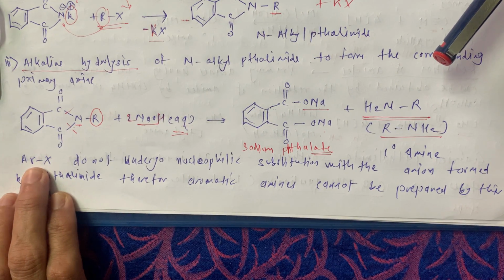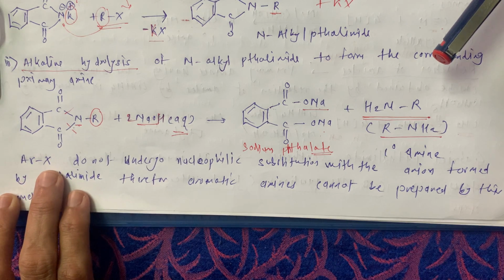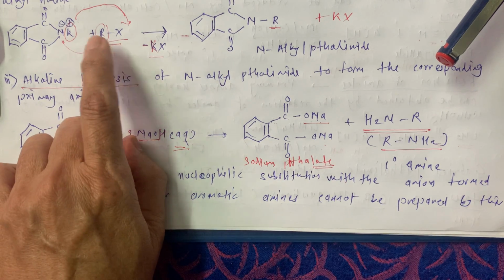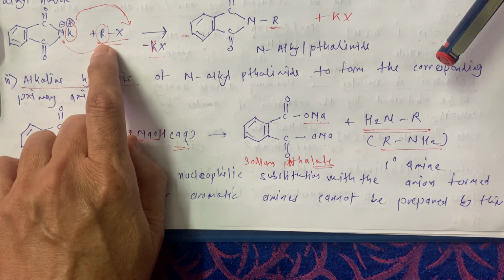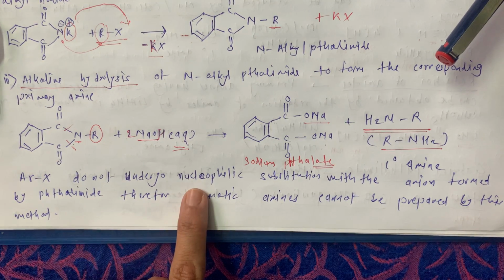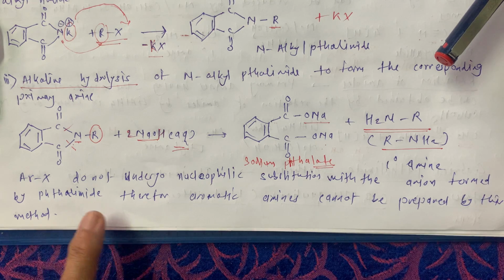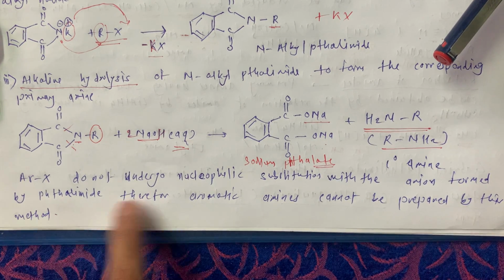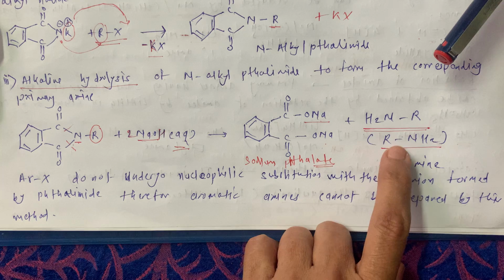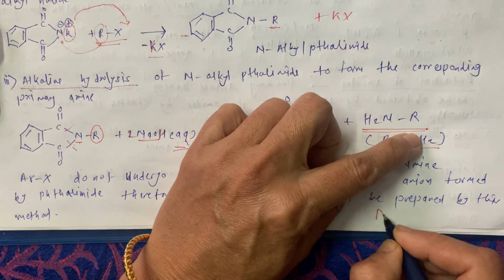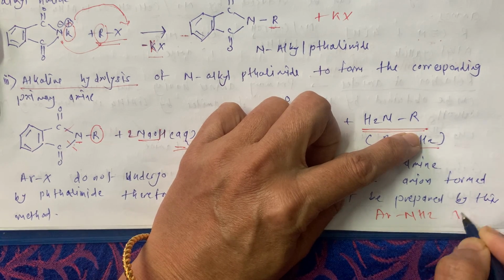Here, aromatic halide does not undergo nucleophilic substitution. If you use an aromatic halide instead of an aliphatic halide, then such a substitution reaction we are not going to get with the anion formed by phthalimide. Therefore, aromatic amines cannot be prepared by this method. Aliphatic amines we can prepare, but we cannot prepare aromatic amines like this.